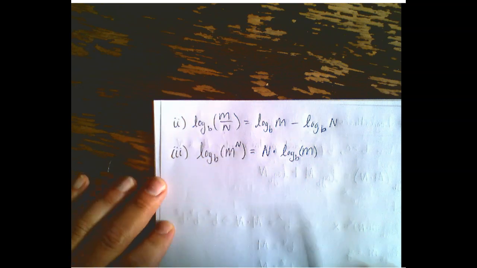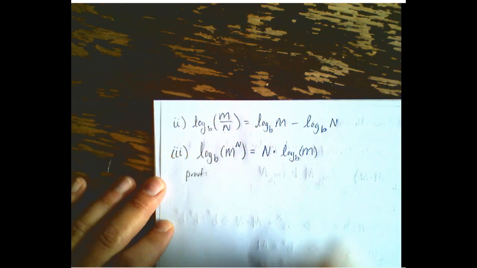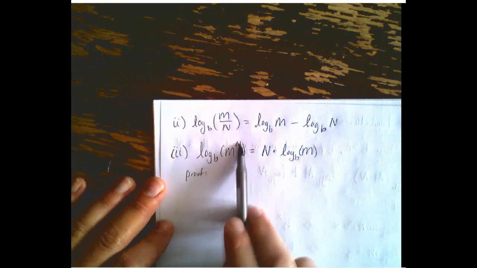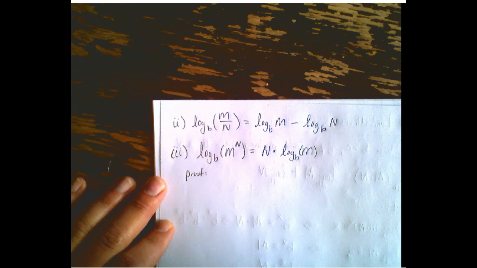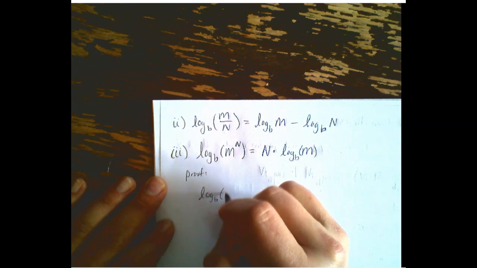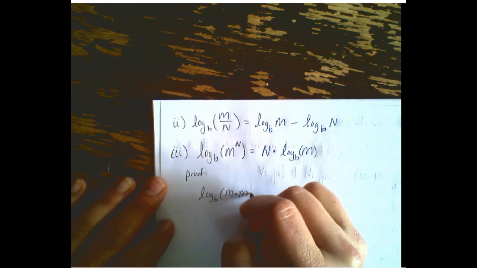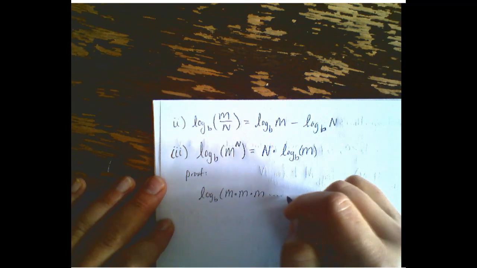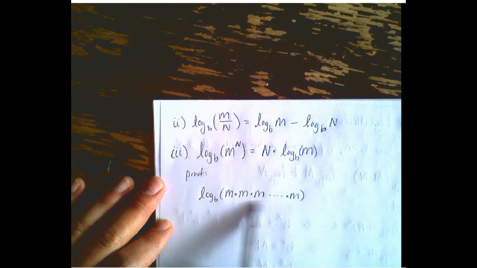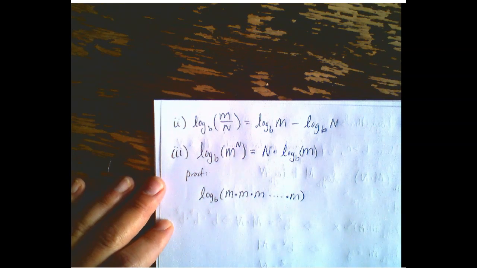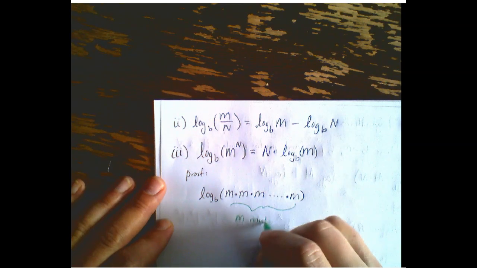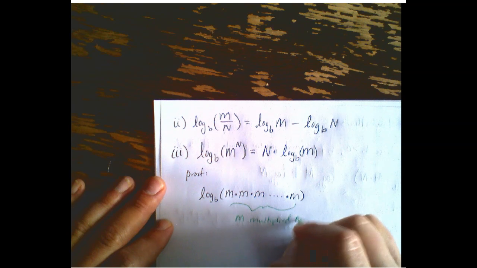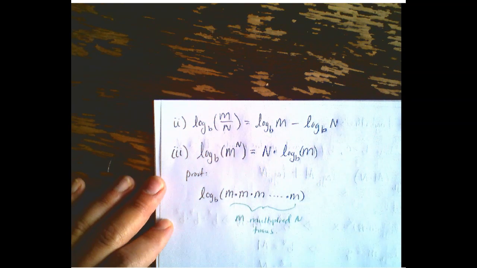So let's look at a proof for this one. Why is that the case? Well, what's m to the n? It's just m times m times m, n times, right? So log base b of m times m times m, dot dot dot, n times. So this is m multiplied n times. Right?